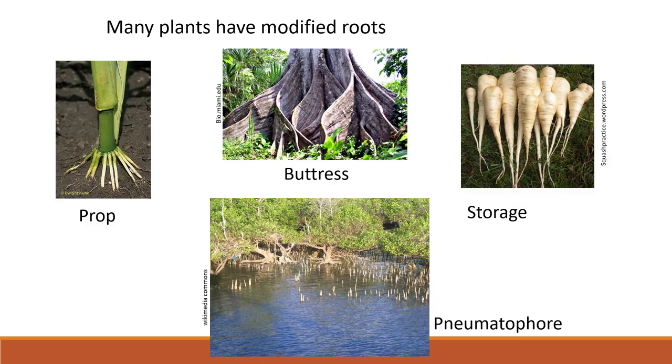So here's some different types of modified roots. We have our prop, you can see that on corn. We've got our storage, and then our pneumatophore, they're in mangroves and other swamp plants. Those are aerial roots that are able to have gas exchange above the water. Buttress roots are aerial extensions of lateral surface roots and form only in certain species. They stabilize the tree, especially in shallow, saturated water, and keep the plants from toppling. And they're most common in tropical trees of wet lowland environments.